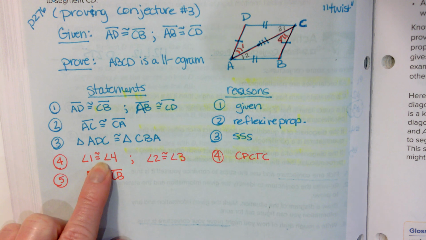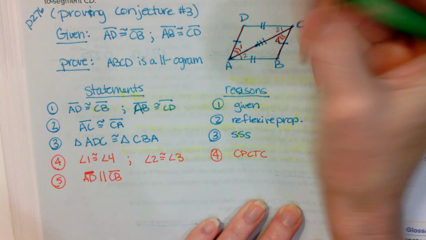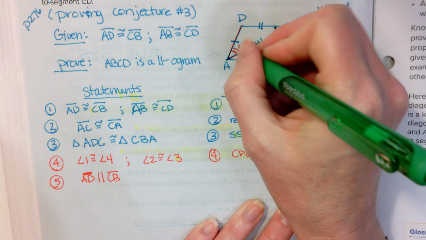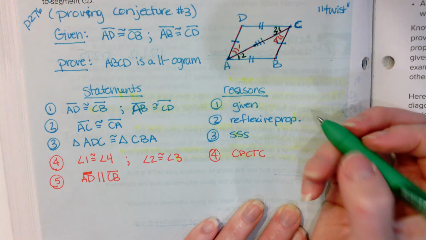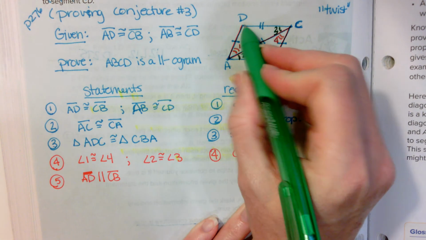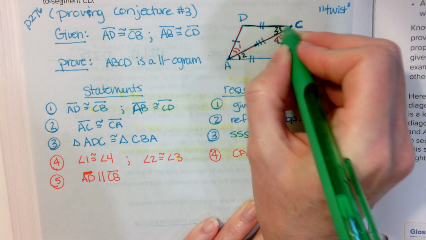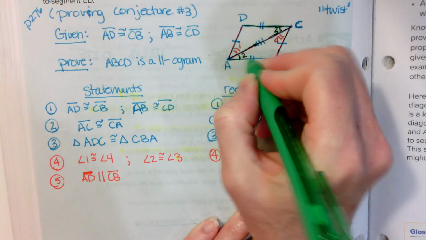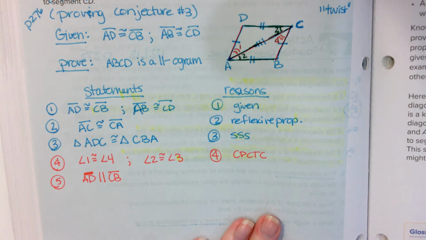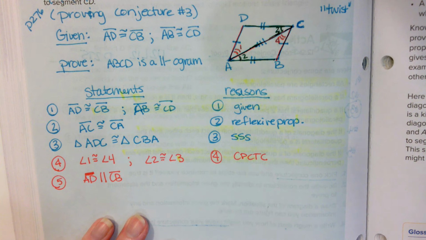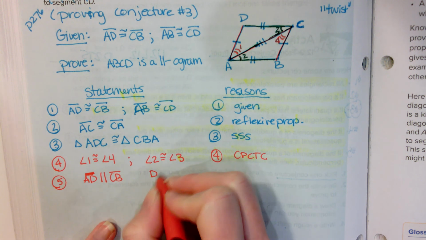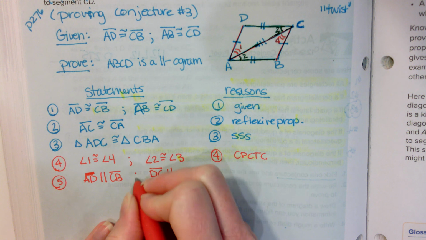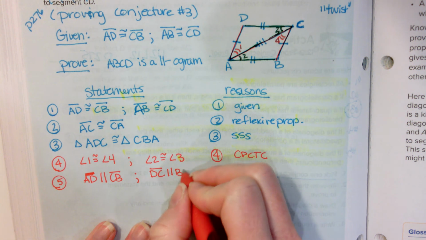Let me get a different color. If 2, this is green, I'm sorry, that was 3 up there, and 2 are congruent, then that's the Z that's making my top and bottom. If those two are congruent, then my top and bottom are parallel. So we can call that DC parallel to BA, if I'm going to write them that way.